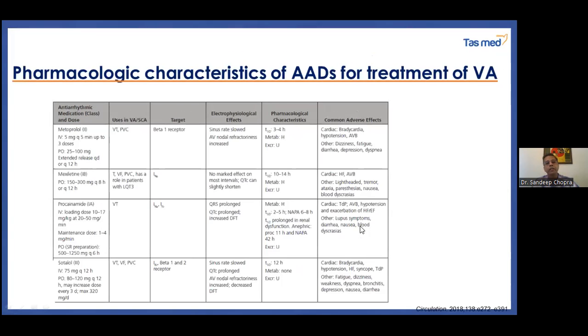For IV metoprolol, obviously give it for anterior wall MIs, especially intravenous 5 mg every 5 minutes up to 3 doses. Mexiletine, the dose being 150 to 300 mg 8 hourly or 12 hourly. The common adverse effects being heart failure, AV blocks, lightheadedness, tremor, ataxia, paresthesias, nausea, and blood dyscrasias, but no marked EP effects on most intervals. QT can slightly shorten, not get prolonged, but shorten. Sotalol, intravenous and oral, can be used for similar indications.